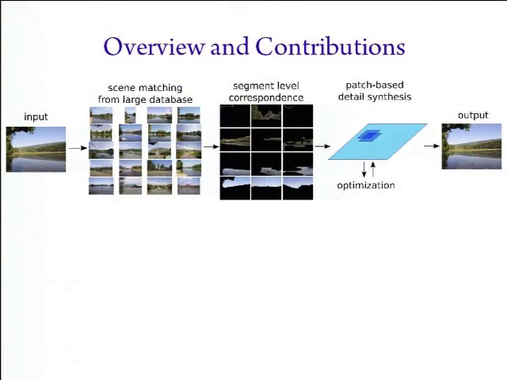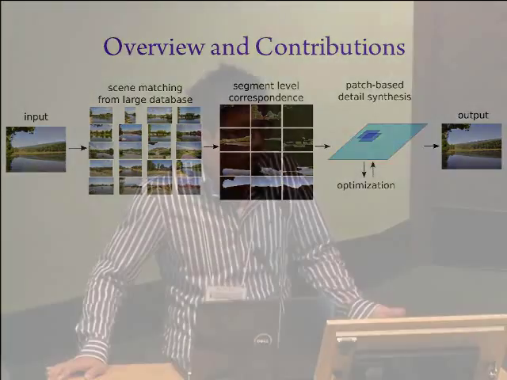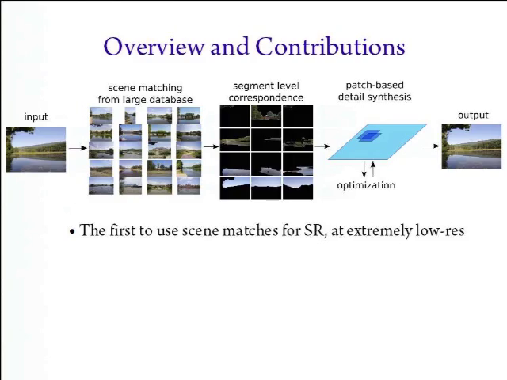So our work is similar to some of the previous methods in that we rely on external images, and we try to hallucinate details by drawing patches from other images. The way we do it is by looking at scene matches. The major contributions we claim are, first, that we are the first to consider using scene matches for single image super resolution. And we show that scene matching can be done reliably well at low resolution.